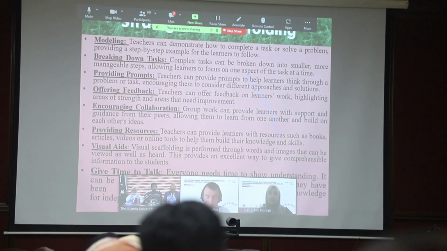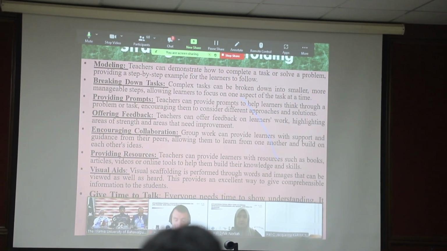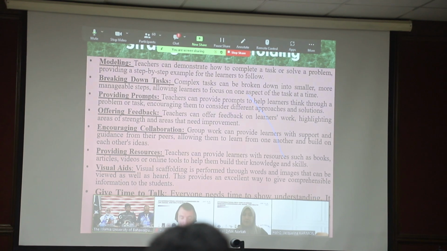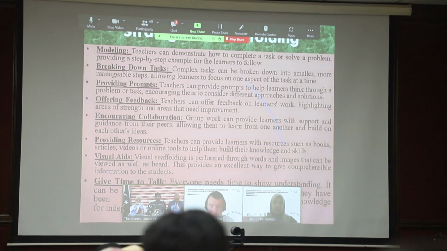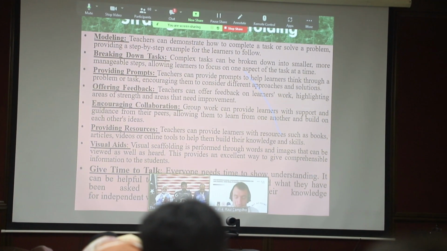Dear all, these are some strategies of scaffolding. First one is modeling, next one is breaking down the task, providing prompts and offering feedback, encouraging collaboration, providing resources, visual aids, and giving time to talk.